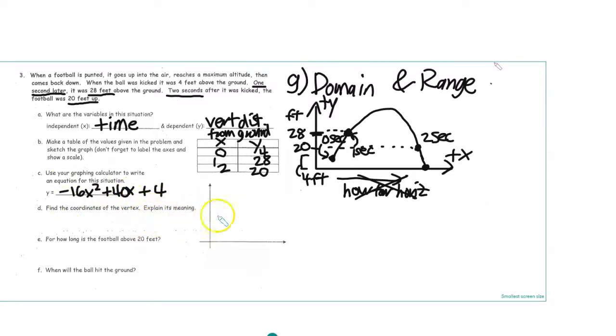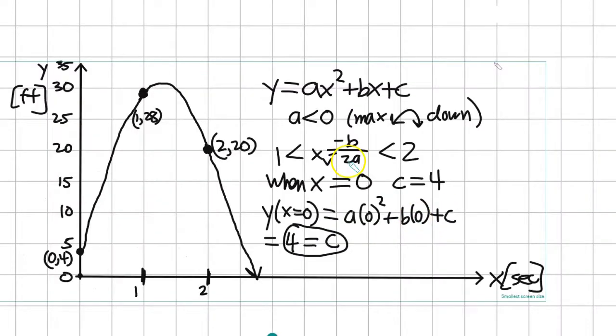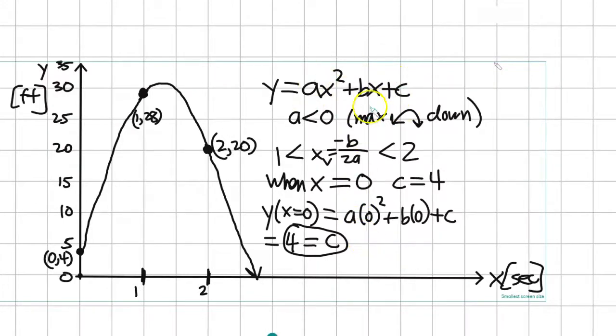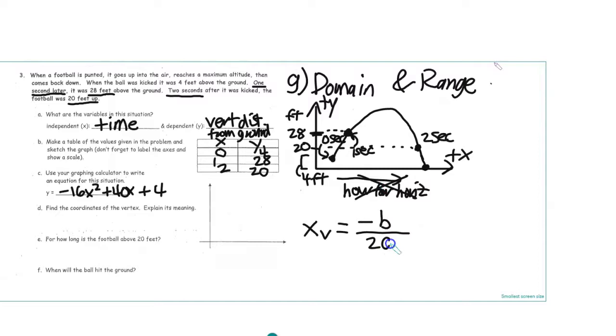Okay, find the coordinates of the vertex. Explain its meaning. So what's the formula for finding the vertex? We've talked about this before. X of the vertex should be, I wrote it down before. It is going to be h, k, but I want to find just the x coordinate of the vertex from the general form. And how do we do that? It's a formula you see right here, which is what? Negative b over 2a. Good. And we spent that time solving for b and a, so we can get negative 40 over 2 times negative 16, right?